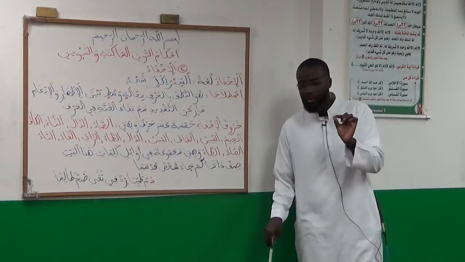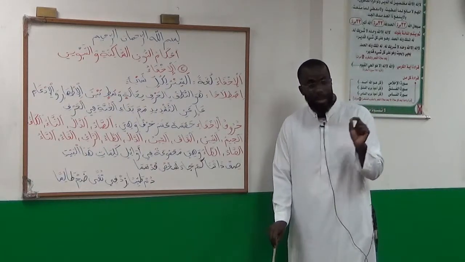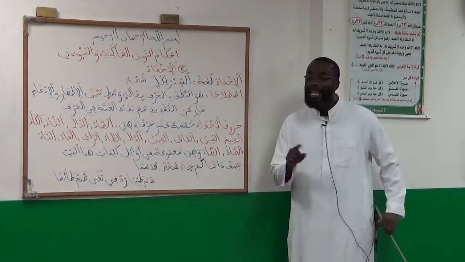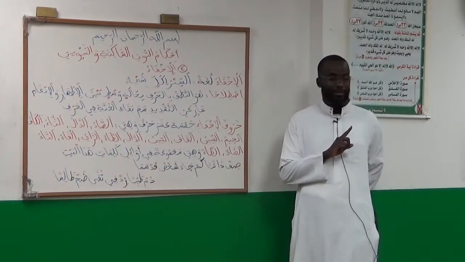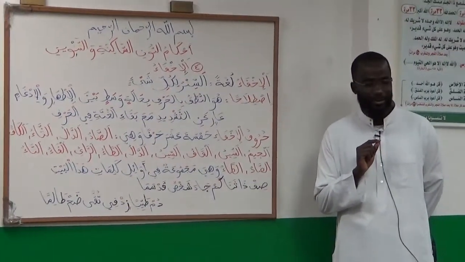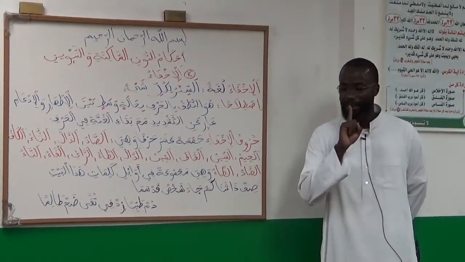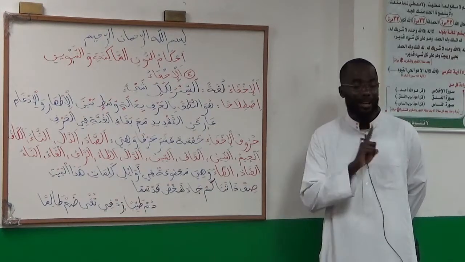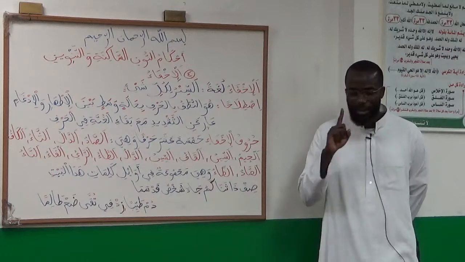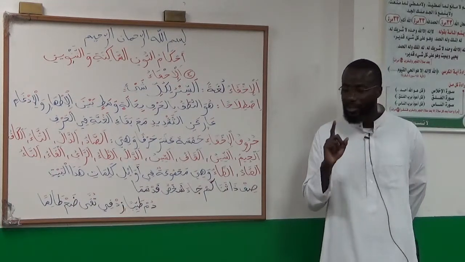So here we have a nun that has a sukun, and then we have a shin that follows it. Now let's say na, all of us. Na. What is the tip of our tongue when we say na? It's in the hard palate, right? We hit the hard palate. Na. Now, the concept here is the following.